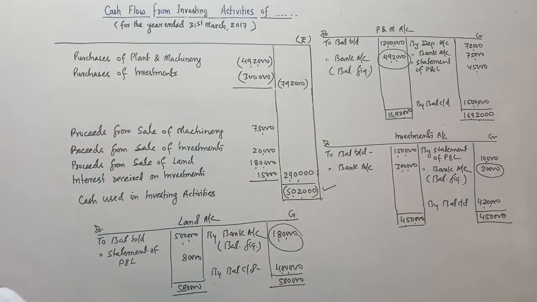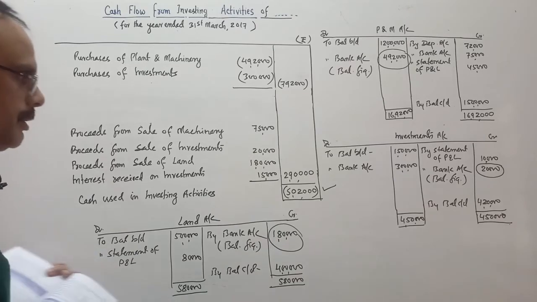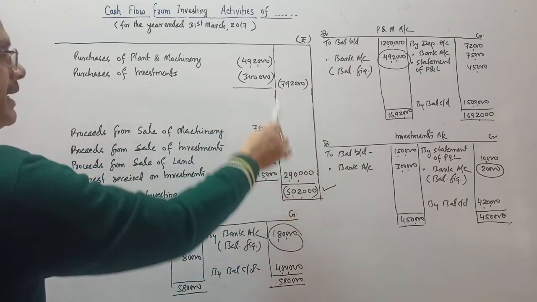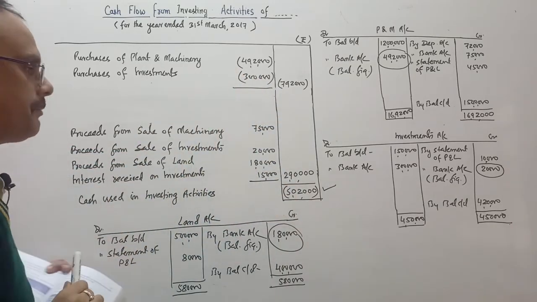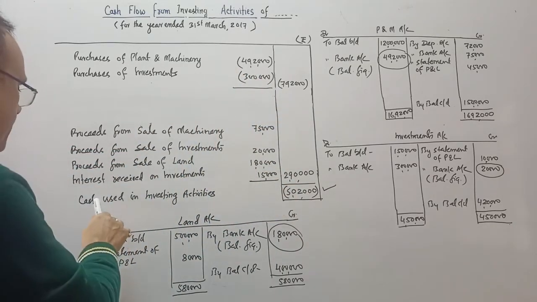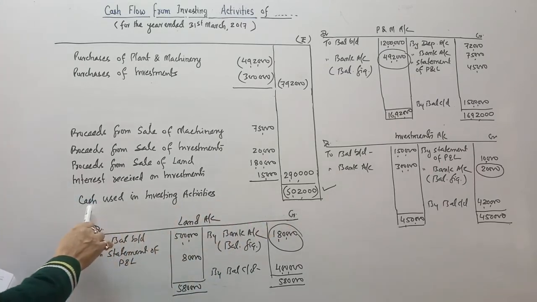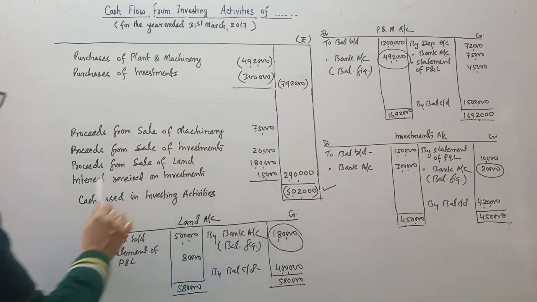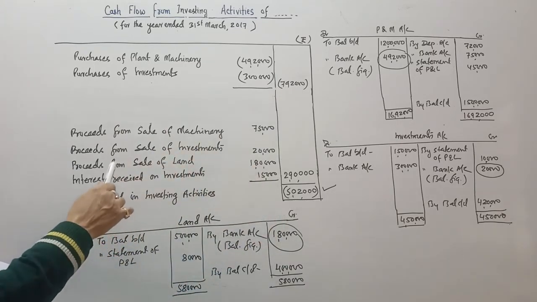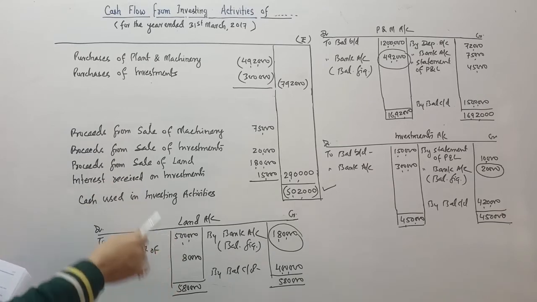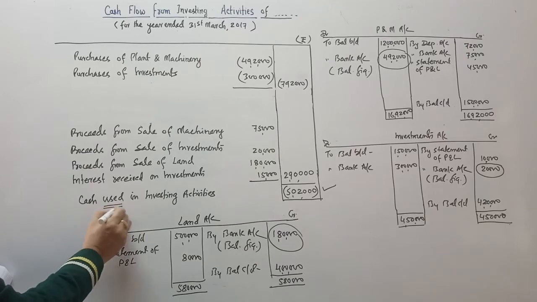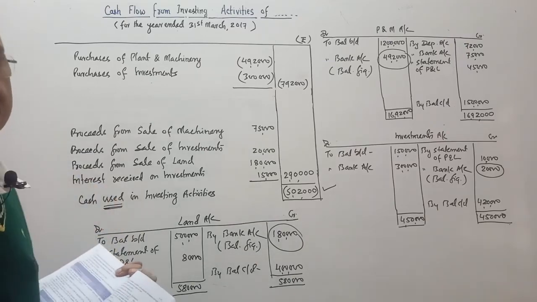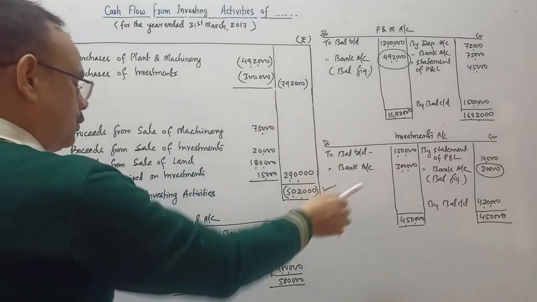5,02,000 is the cash used in investing activities, because it's a minus. Outflow is more than inflow by 5,02,000. So net cash used. If the figure is plus, we will write cash flow from investing activities. But if the figure is minus, then we will write cash used in investing activities. So working notes number 1, 2, 3.